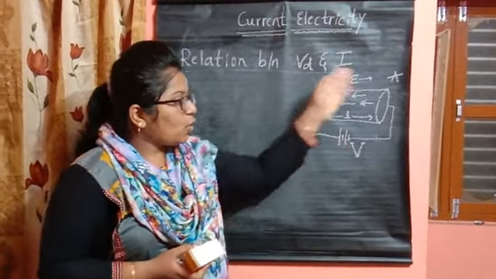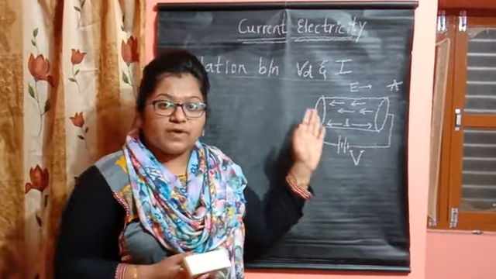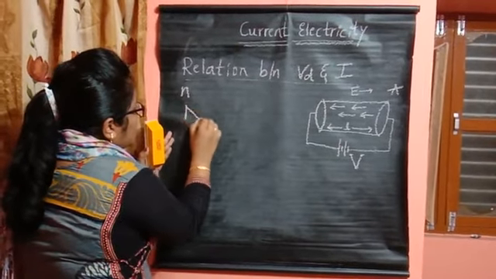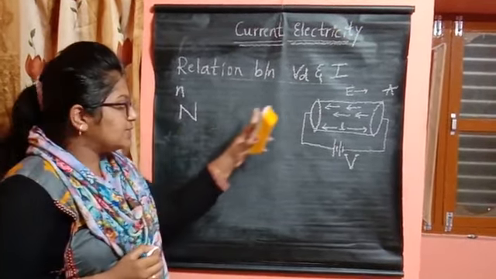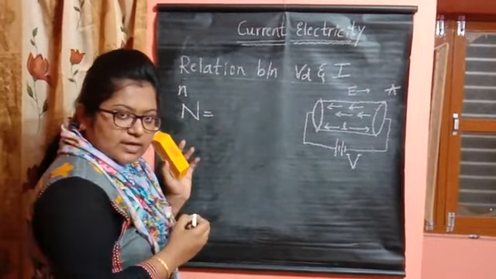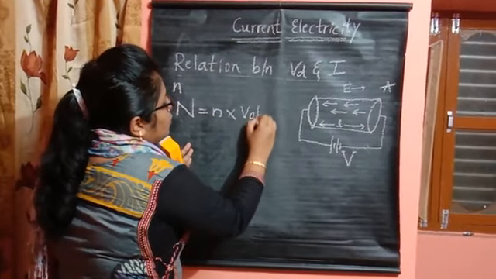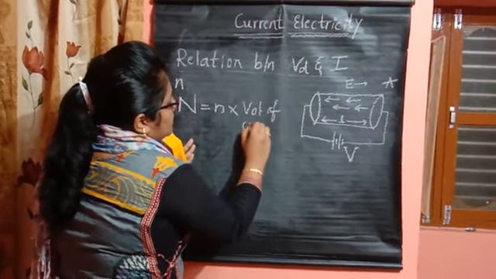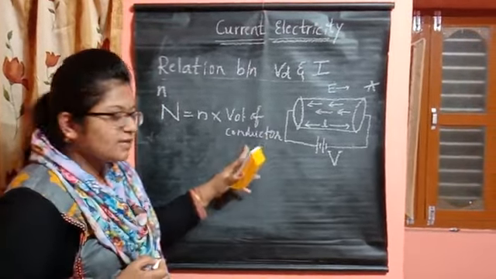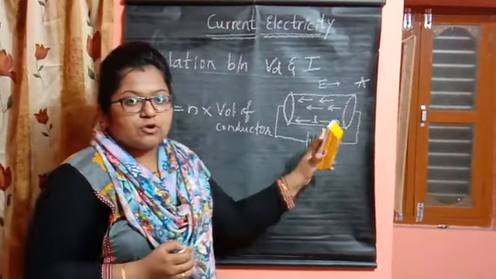But here, for the whole volume, I want to calculate the total number of electrons. So for that, what do I have to do? I have to calculate the total number of electrons in this conductor. So the total number of electrons in the conductor can be obtained as n into the volume of the conductor. n into volume of the conductor will give us capital N, that is the total number of free electrons moving in this conductor.